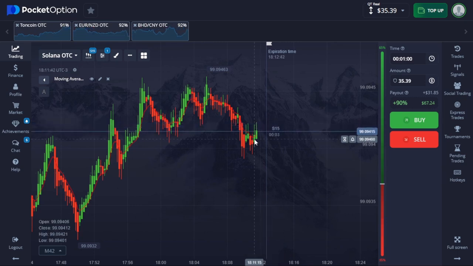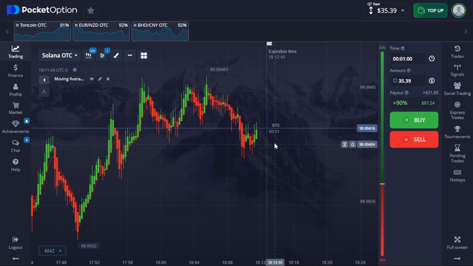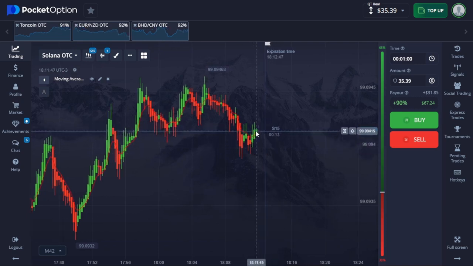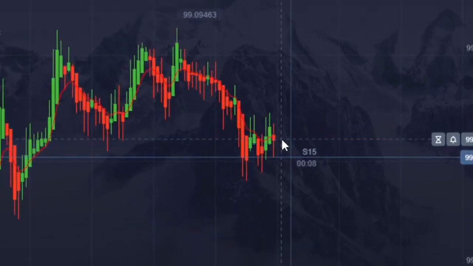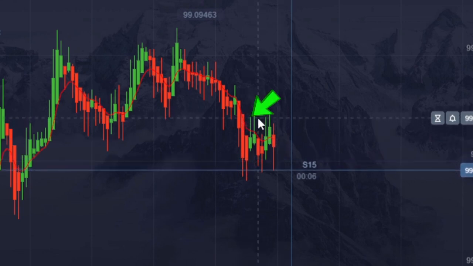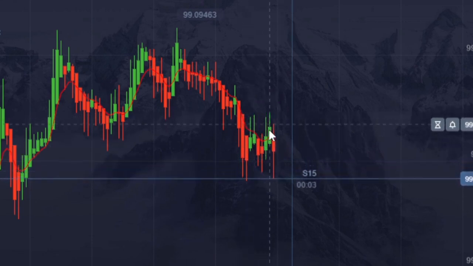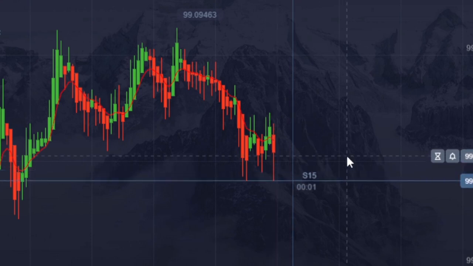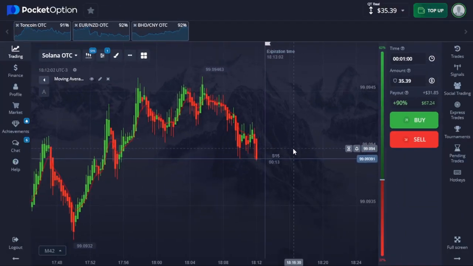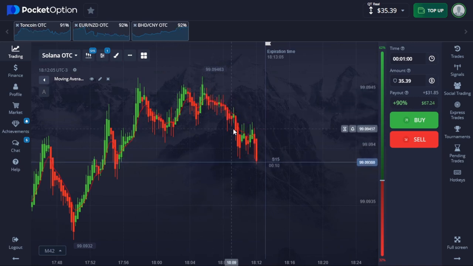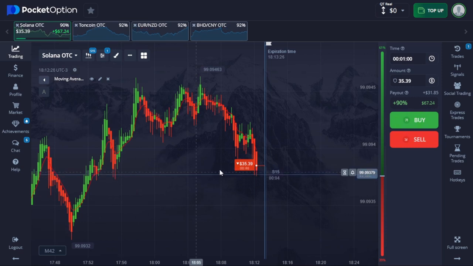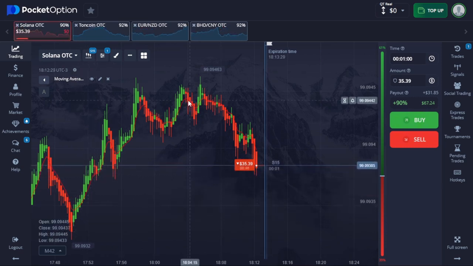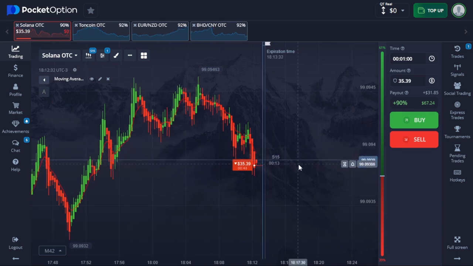Right now, possible position in Solana OTC. The price keeps trying to break it, but doesn't succeed. I wait for one more candle with strength. Just be patient and analyze. We have this point right here. We have a downtrend that is happening right now. Look at this, downtrend. So just wait for the next one and click on the sell button. Now let's wait for the results.